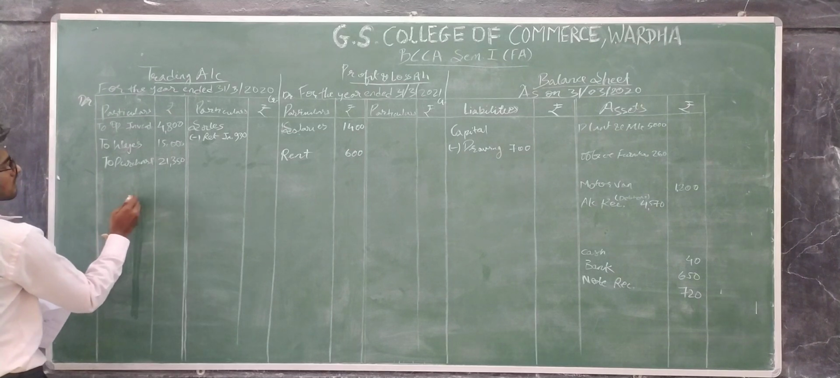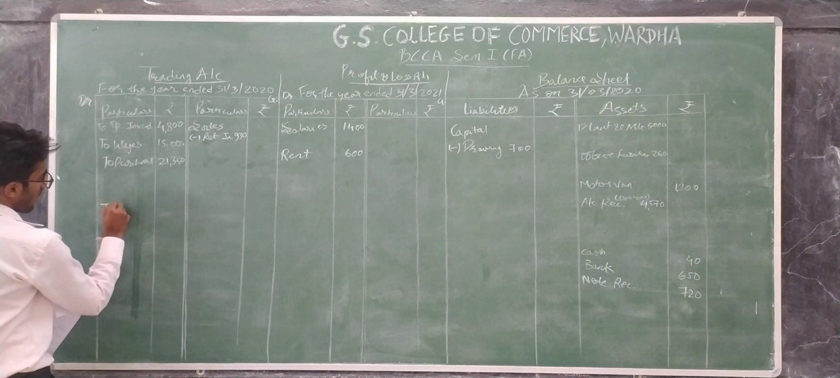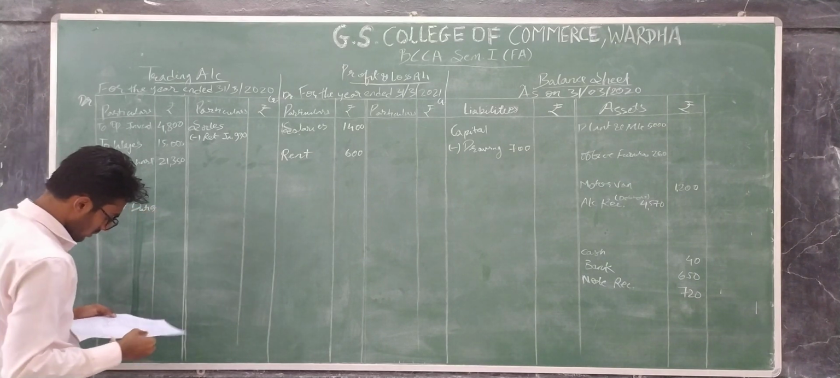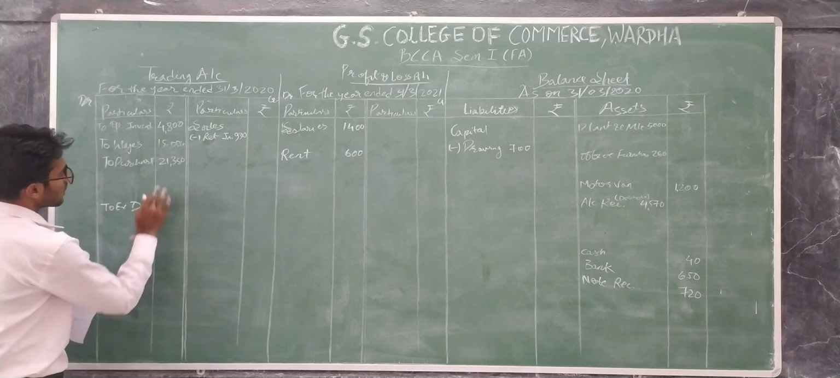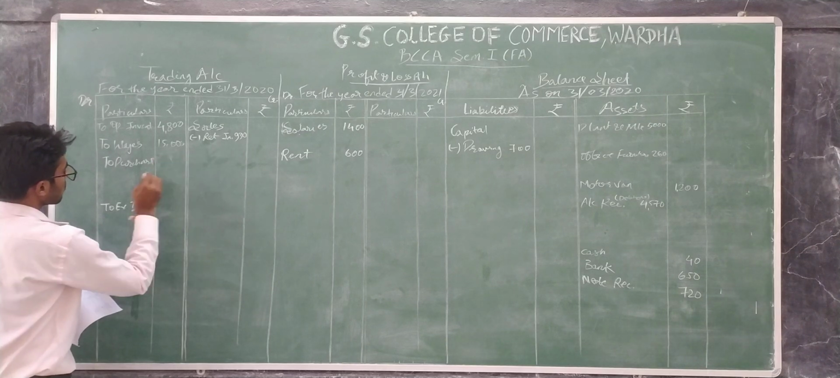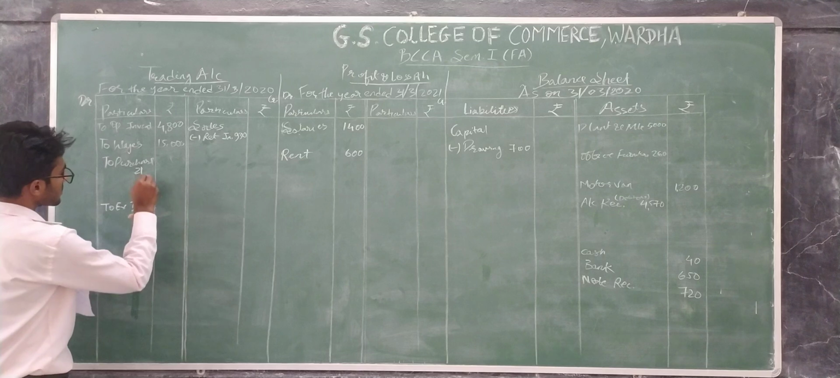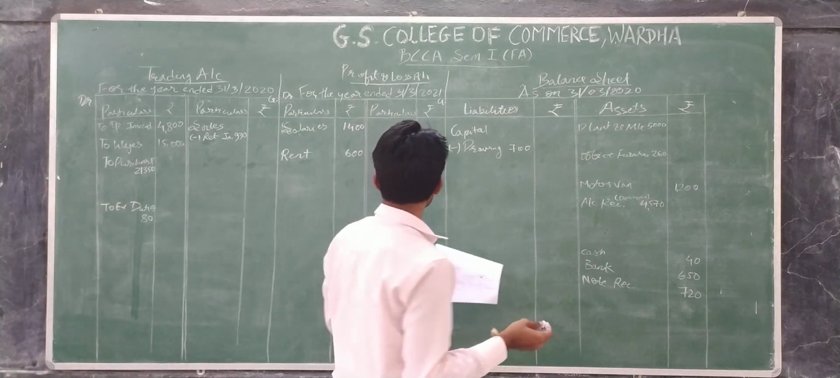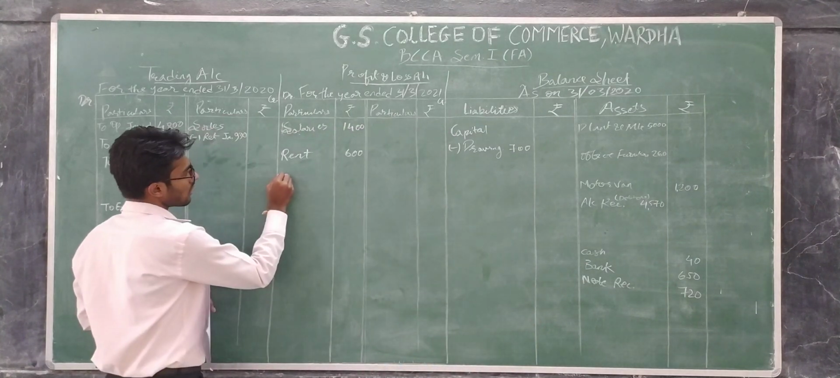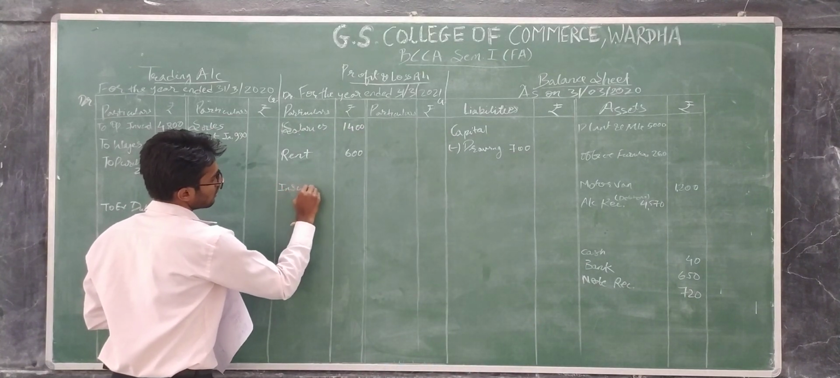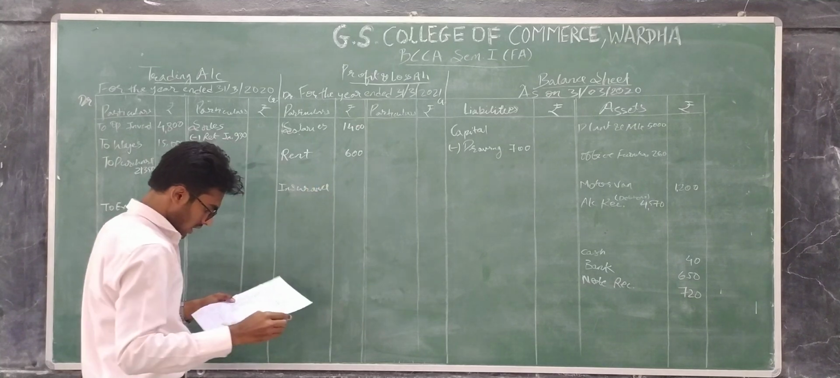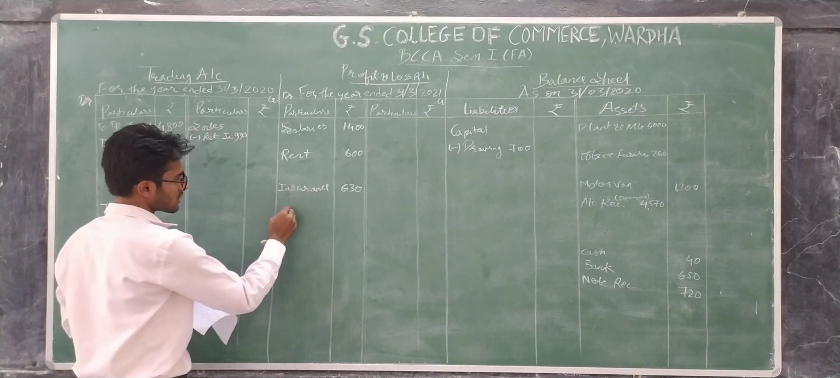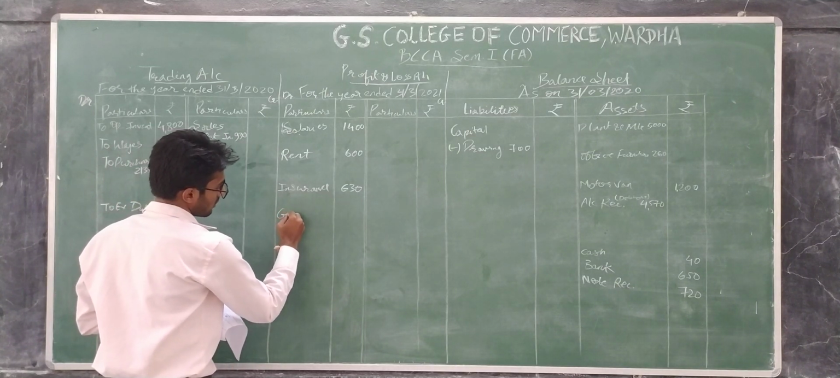Excise duty should be written on the inner side, 80, and this one should also be written on the inner side. Okay, done. Then after we have insurance. Insurance is again my indirect expense, so I have to write this here in this pro forma. Insurance amounting 630. Then after general expense we have to write in the P&L.